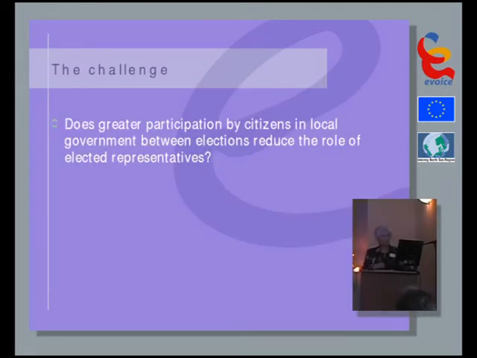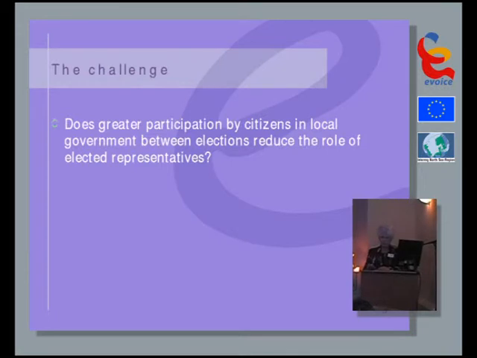Right, the challenge is this, because this worry has been expressed to me more than once by councillors around the country. Does greater participation by citizens in local government between elections reduce the role of elected representatives? And it is something we need to face up to.